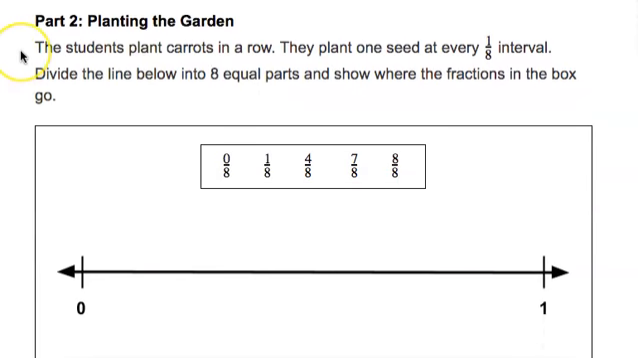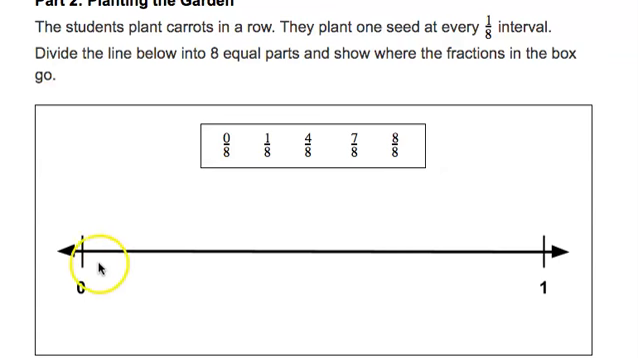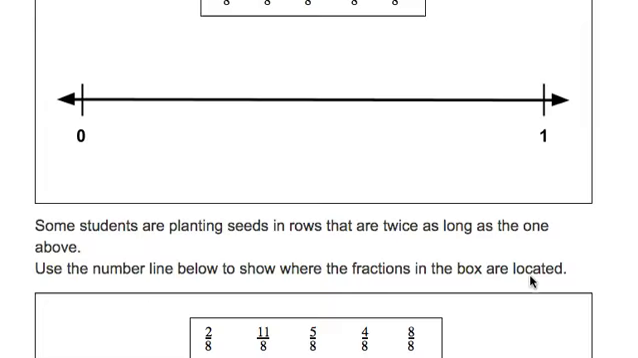In this part, the students plant carrots in a row. They plant 1 seed at every 1/8 interval. Divide the line below into 8 equal parts and show where the fractions in the box go. So here's your 1 whole, and you're going to divide this by 8s. Then when you do that, you have to label where 0/8 falls, where 1/8 falls, where 4/8 falls, 7/8, and 8/8. Don't forget to do that second part. Think about your fraction strips when you're working with this problem.